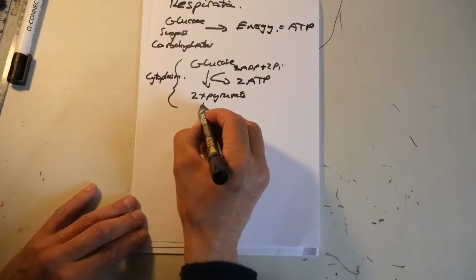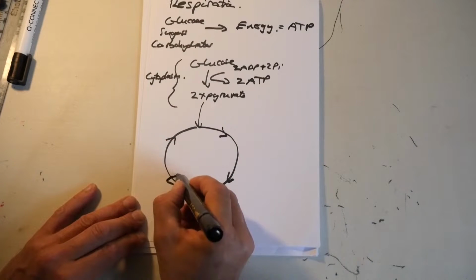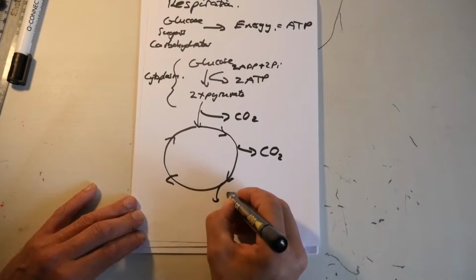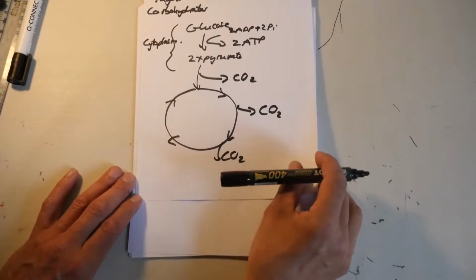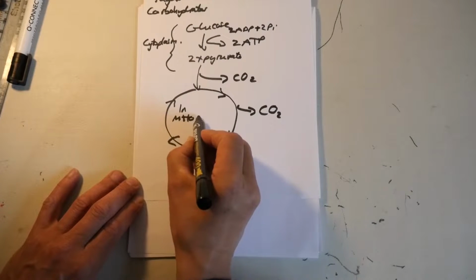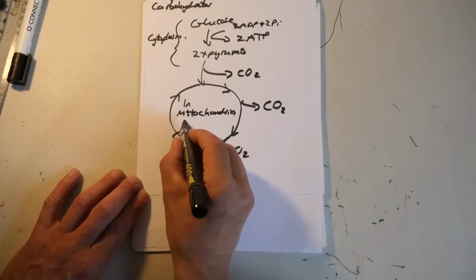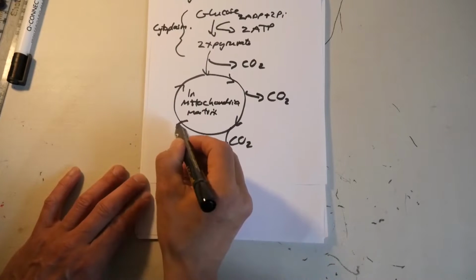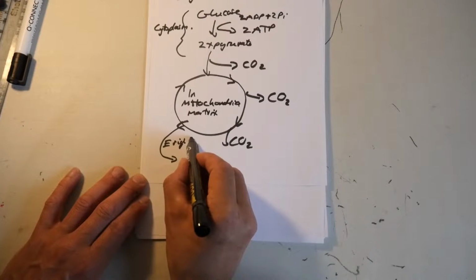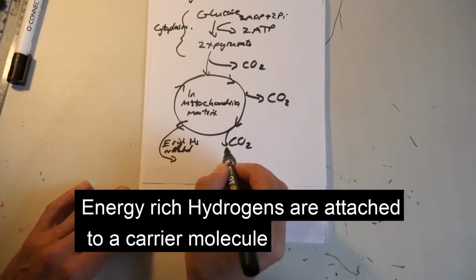These molecules then go into the mitochondria, where they enter a cycle, and you get carbon dioxide released. This is in the mitochondria, in the mitochondrial matrix. And then you get coming off here energy rich hydrogens, which are attached to the carrier molecule.